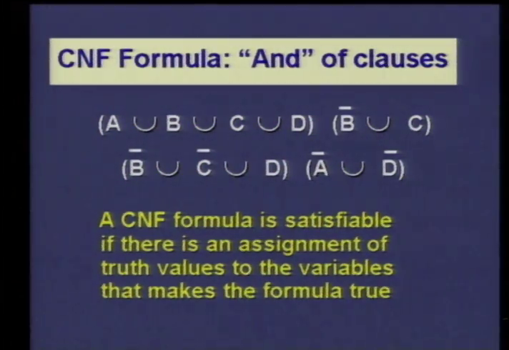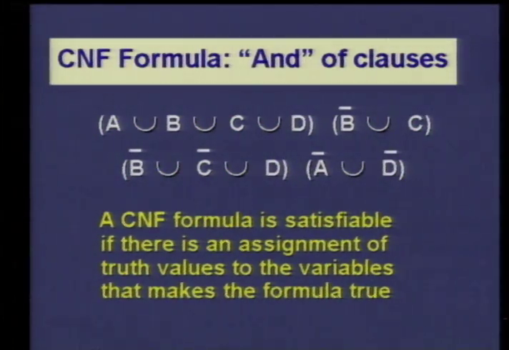So the formula shown here will be true if each of the clauses is true, and any given clause will be true if at least one of the literals in that clause is true. We'll say then that a conjunctive normal form, or CNF formula, is satisfiable if there is some assignment of the truth values to the variables that makes the formula true.